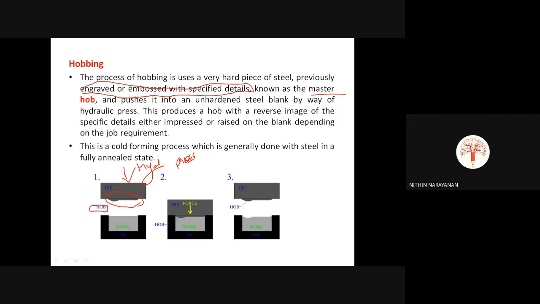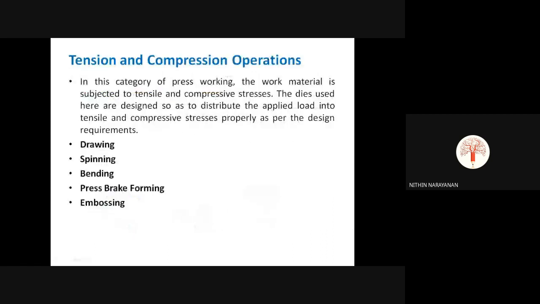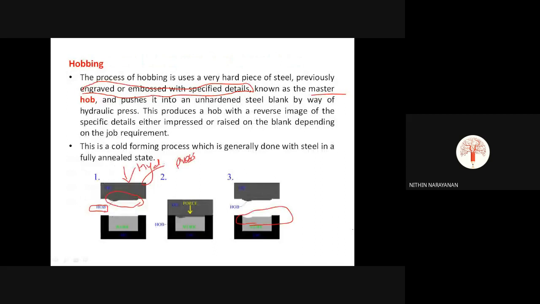This produces a reverse image of the specific details, either impressed or raised on the blank depending on the job requirement. So we apply compressive force here, and an impression comes on top, as shown here. An impression of this hob will come there. This is a forming process generally done with the steel in a fully annealed state. So annealed steel is used as the workpiece.